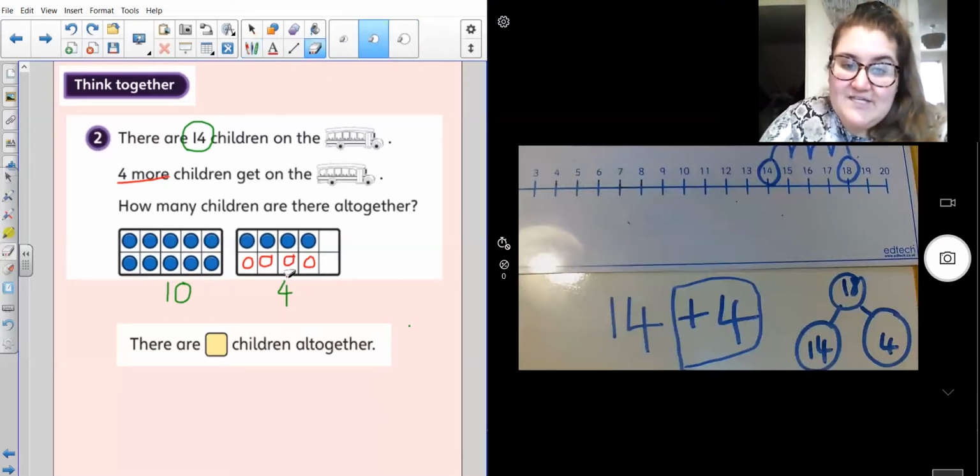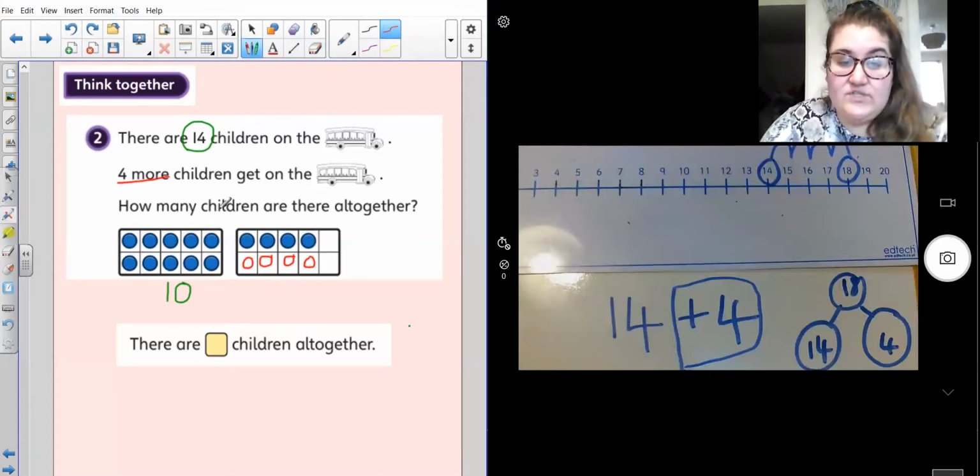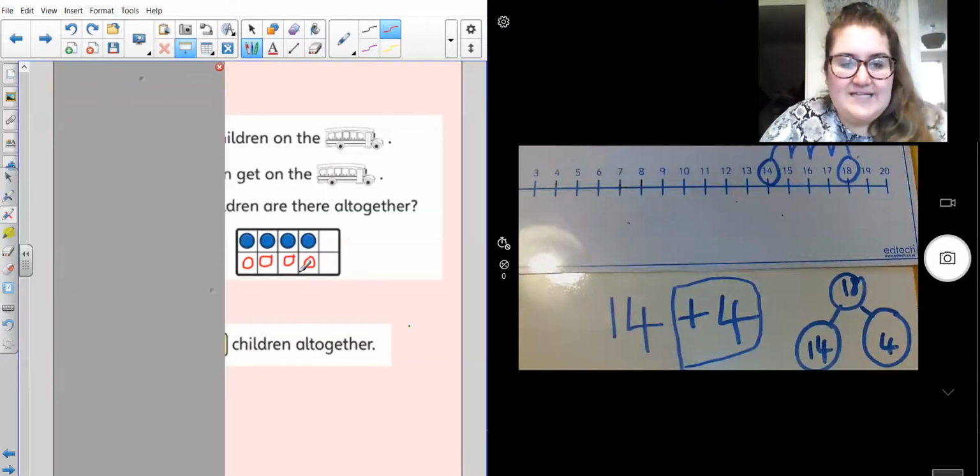Now that means that this number here needs to change, because this 10 frame added to this one was representing 14, but it's not anymore because we have added some more. So how many are on this 10 frame? I'm just going to hide the other one out of the way so we don't get confused. How many are there on here now?